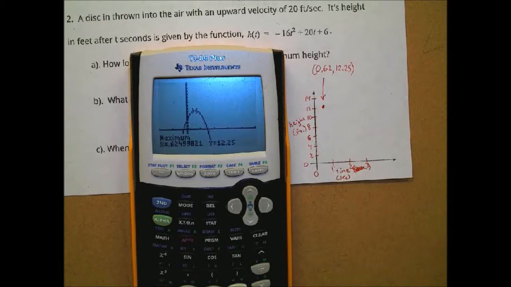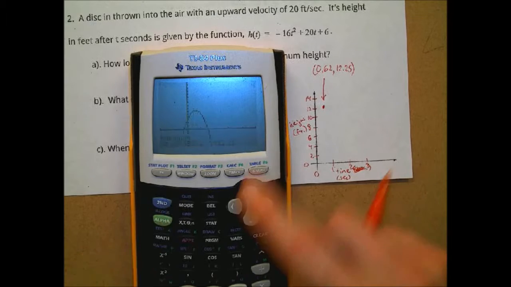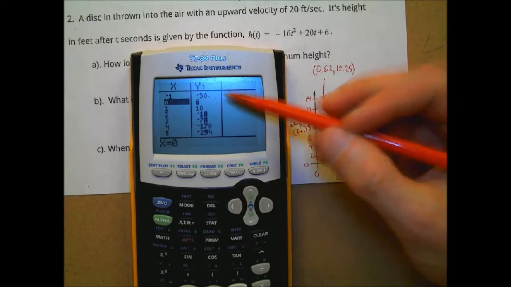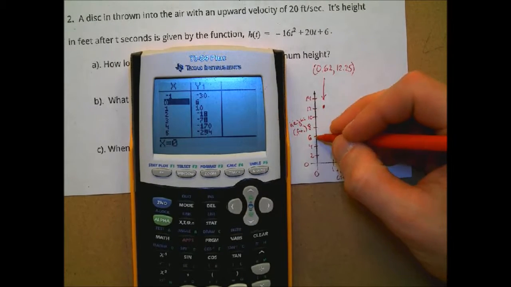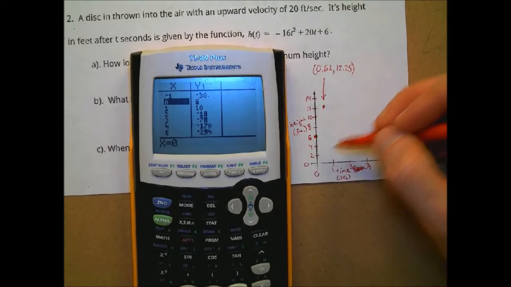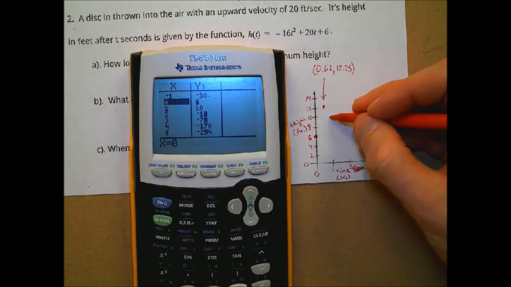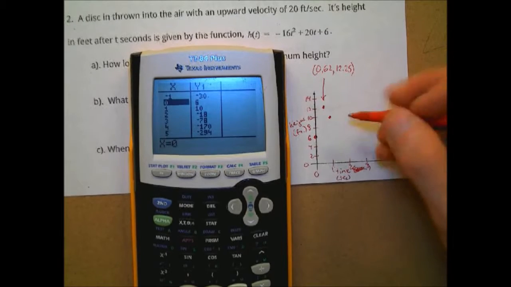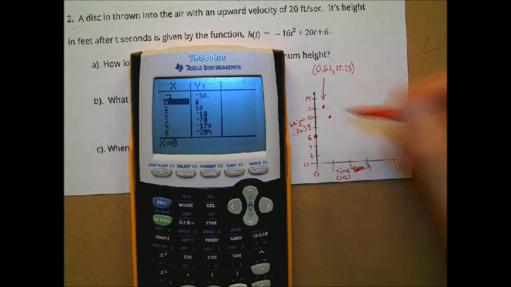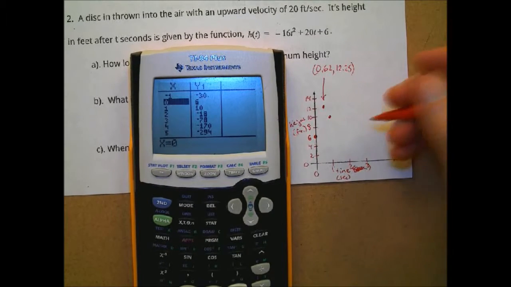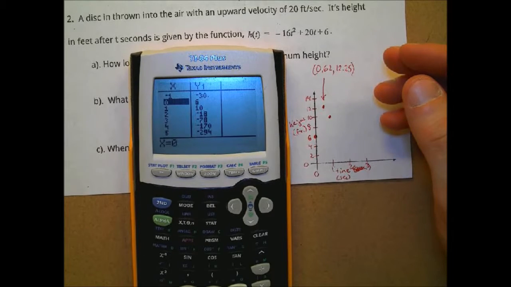And I'll go to my table to find some other values here. So at 0, I get 6. Okay, at 1, I'm at 10. Okay, and then at 2, I'm already negative. So I only get 3 points there. Well, I'll just go ahead and graph it.